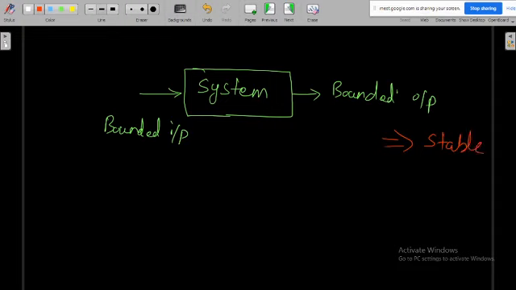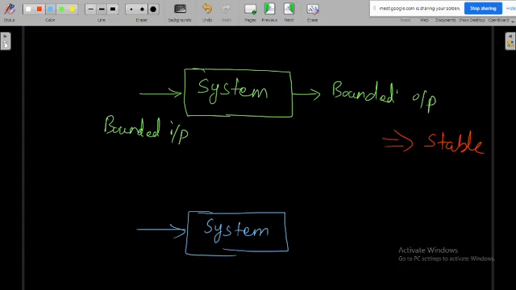We do not know at this point what the properties of the system are, but when you give a bounded input and the output is also bounded, then the system is called a stable system. Or otherwise, there is some other system, and for that system you are giving the same bounded input, but the output is different here. We will call this system number 1, and this system number 2.